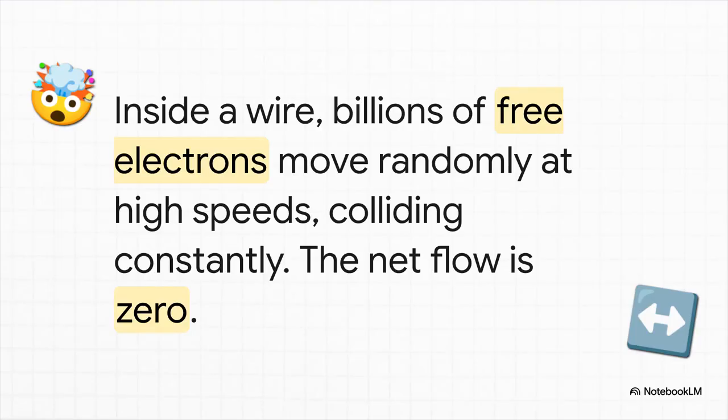Okay, so picture any piece of metal, like a copper wire, just sitting there. It's packed with billions and billions of free electrons. But they're not just hanging out. They are zipping around like a frantic swarm of bees. At incredible speeds, bouncing off atoms, colliding with each other. It is complete and utter chaos. And for every electron flying to the right, there's another one flying to the left. The result? The net flow is zero. Nothing's actually going anywhere. No current.